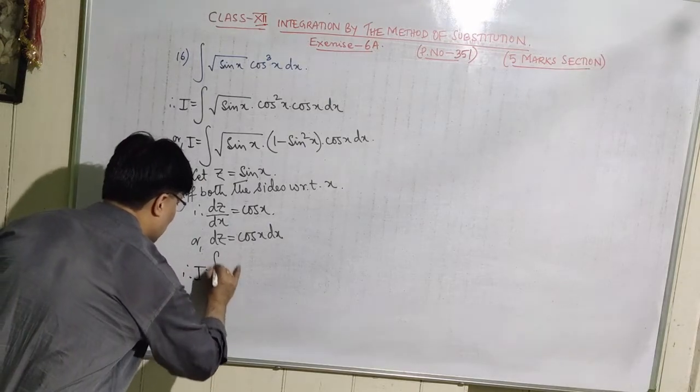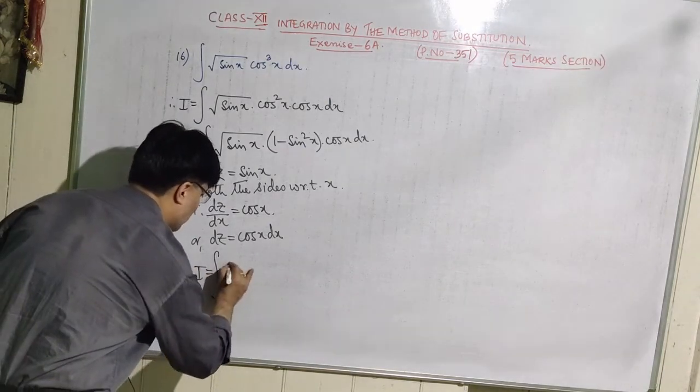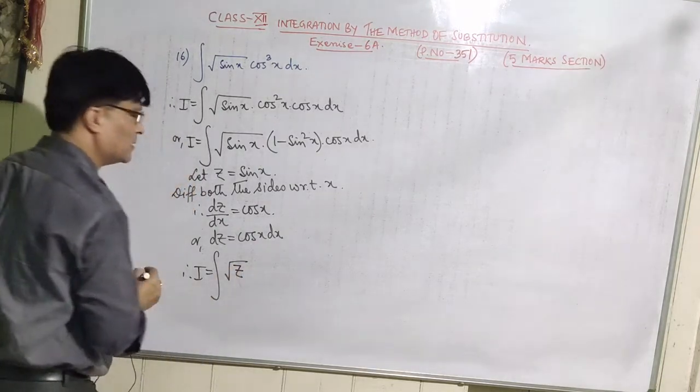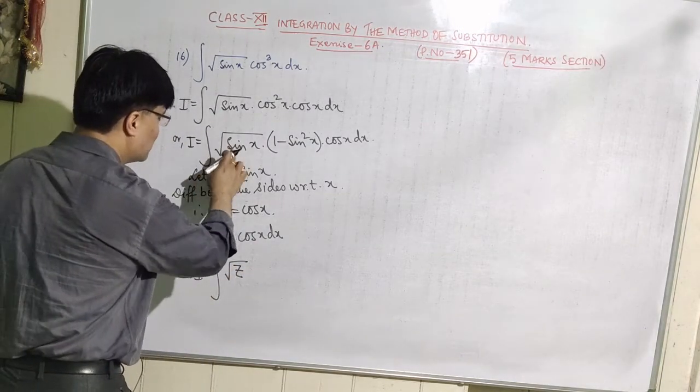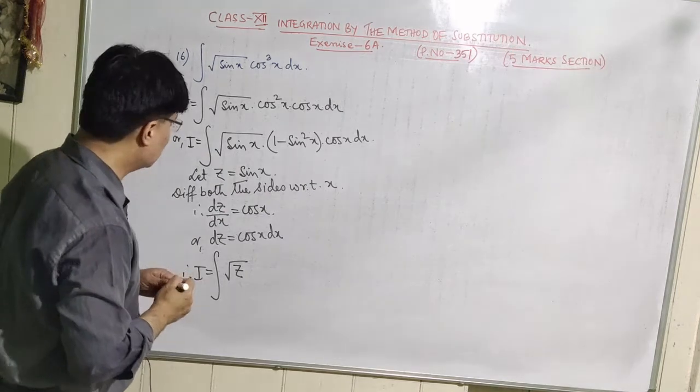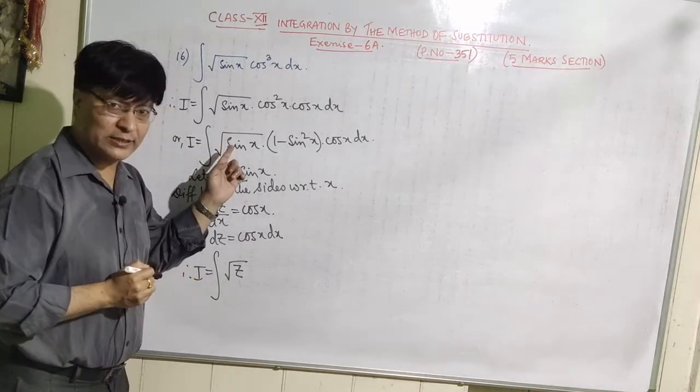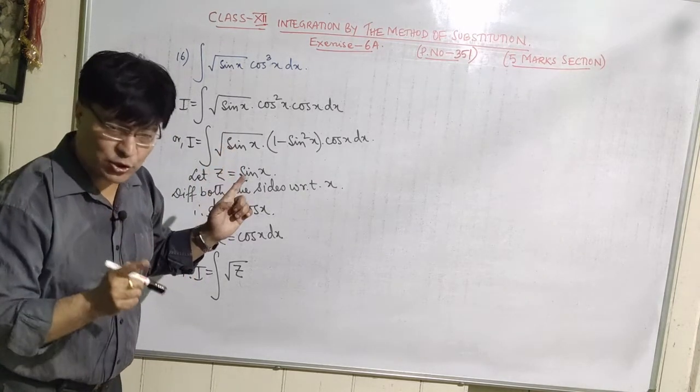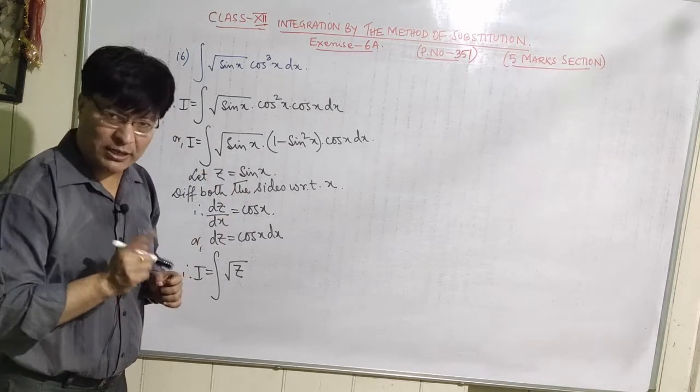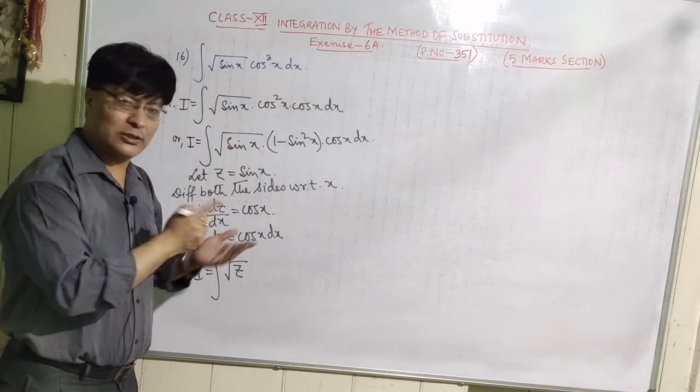So I is equal to the integration of root over, this is z, isn't it? Square root of z. But since the square root is in the numerator, we did not assume z square is equal to sin x, because this square root is in the numerator.